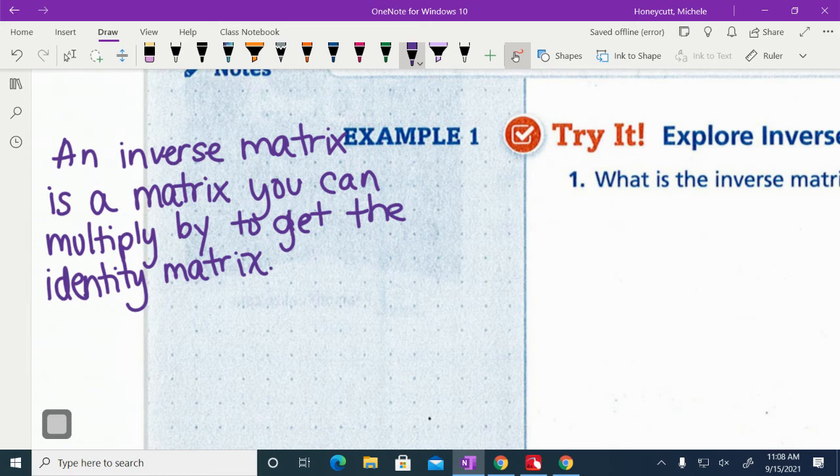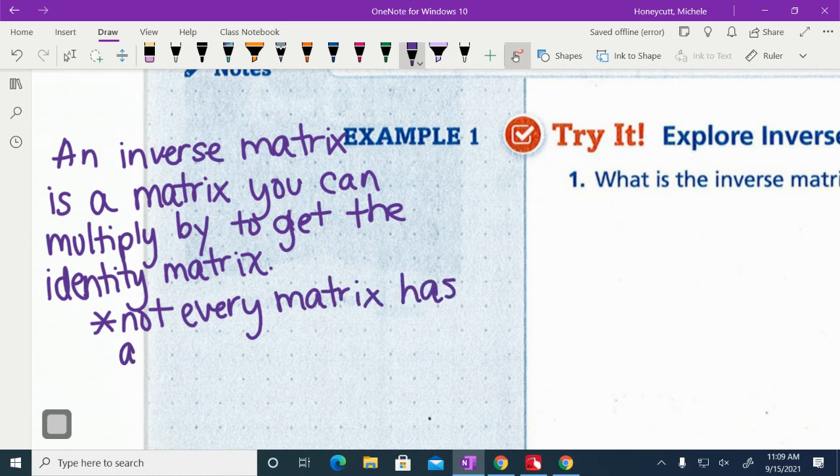Now, we know that an identity matrix, Christopher, what did you say about identity matrices? They can only be what shape? Square. Identity matrices are squares. So to find an inverse, it also needs to be a square. So not every matrix will have an inverse.